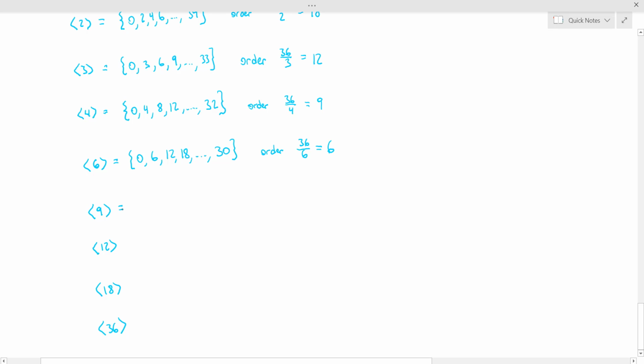All right, so again, 9 generates the cyclic subgroup consisting of all the multiples of 9. So 0, 9, 9 plus 9, and so forth. 36 is 0, so we'd stop at 27. So there are 4 elements in this group, which you could have figured out by doing 36 over 9.